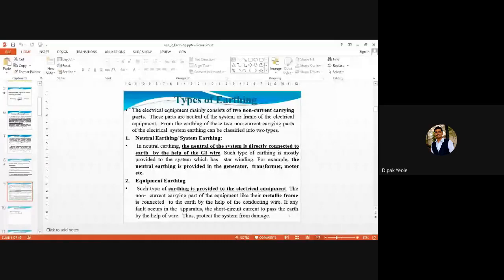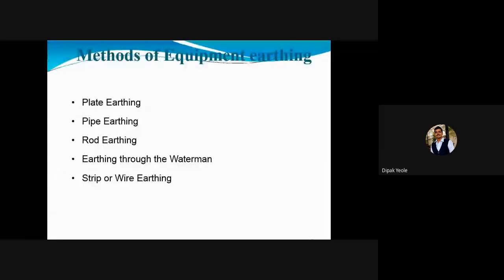Now there are methods of equipment earthing. What are the methods of equipment earthing? The first method is called plate earthing. Now we have to use the plate for earthing purpose. Second, we have to use the pipe for earthing purpose. Third, we have to use the rod for earthing purpose. Fourth, earthing through the waterman. And fifth, the strip or wire earthing.